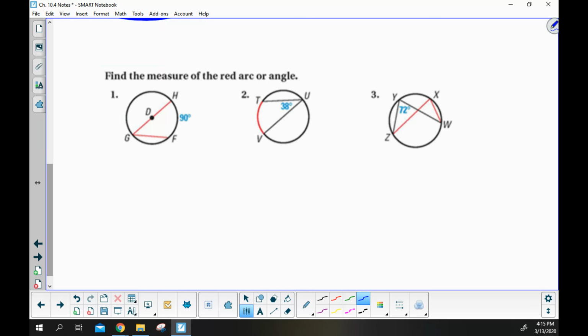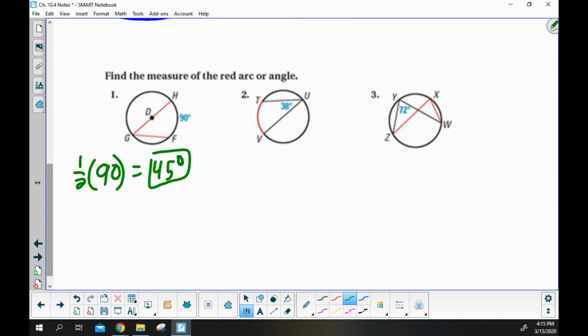All right, then we got three more examples using different ways of looking at it. So let's look at each one separately. Find the measure of the red arc or angle. So in this case, here we go. We got angle HGF, and we see that it intercepts the arc HF. So my angle, we remember, is 1/2 of the arc. So it's 1/2 of 90, which means it is 45 degrees.